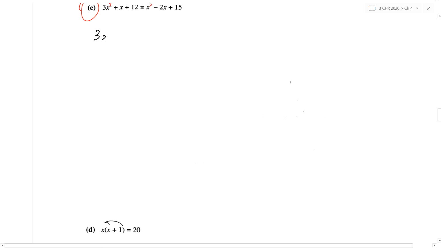Three x squared plus x plus 12 minus x squared. Okay, so I have subtracted x squared on both sides. The x squared on the right hand side disappeared already. Now, 3x squared minus x squared is just 2x squared, isn't it? I can skip this step. Just change this to become a 2x squared. Save a bit of time, right?